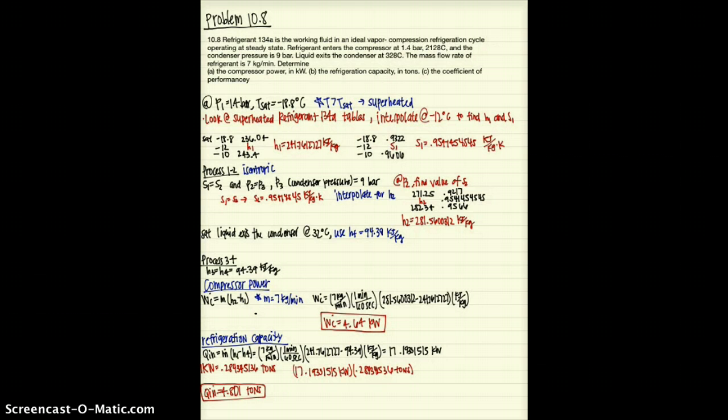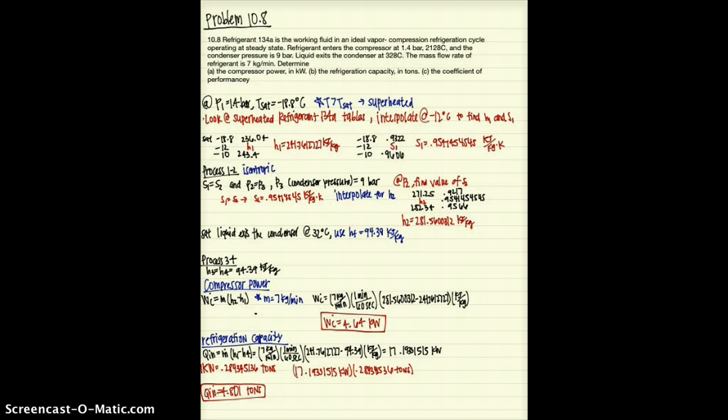H2 is calculated to be 281.5600312 kilojoules per kilogram. To find H3, we know the liquid exits the condenser at 32 degrees Celsius. For this process, we use H at saturated liquid at state 3, which is equal to 94.39 kilojoules per kilogram. For the throttling process, H3 is also equal to H4, so we can set it equal to 94.39 kilojoules per kilogram. We can now evaluate the compressor power.